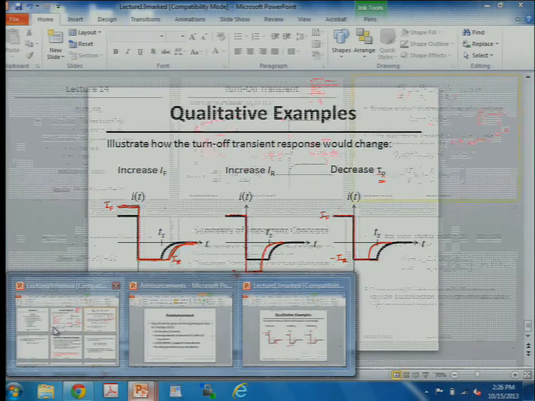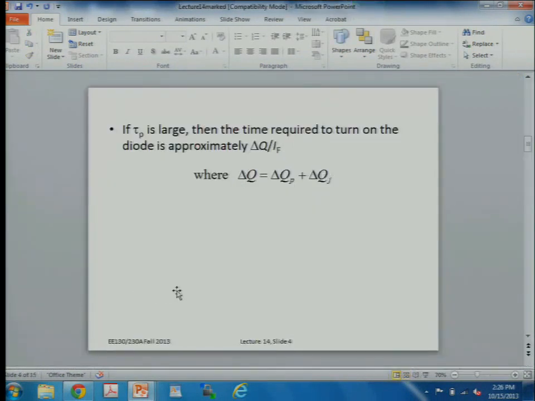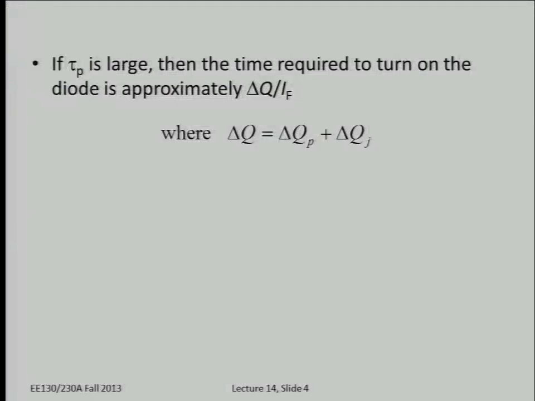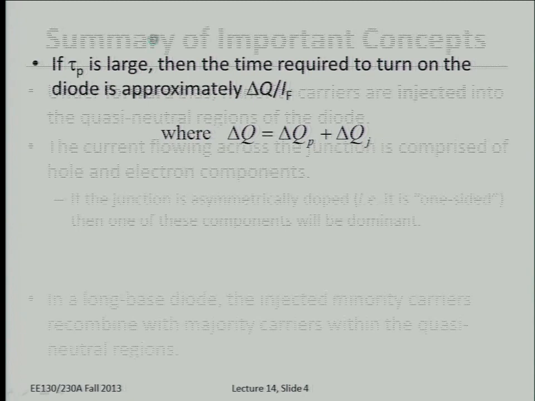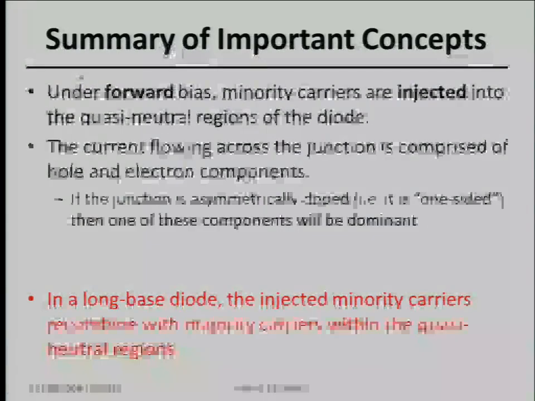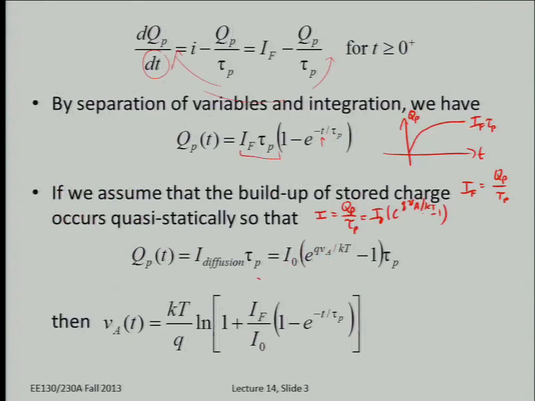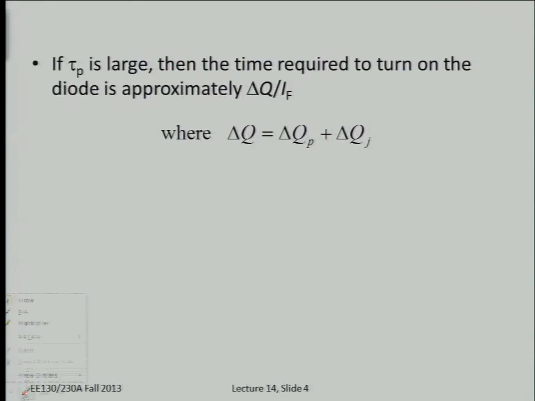Great. For transient response, you just need to know qualitatively what's going on here. But interestingly, if tau_P is large, which is the comment that was alluded to earlier, in other words, if recombination is negligible, what do you think is going to be the amount of time needed to actually turn on a diode?